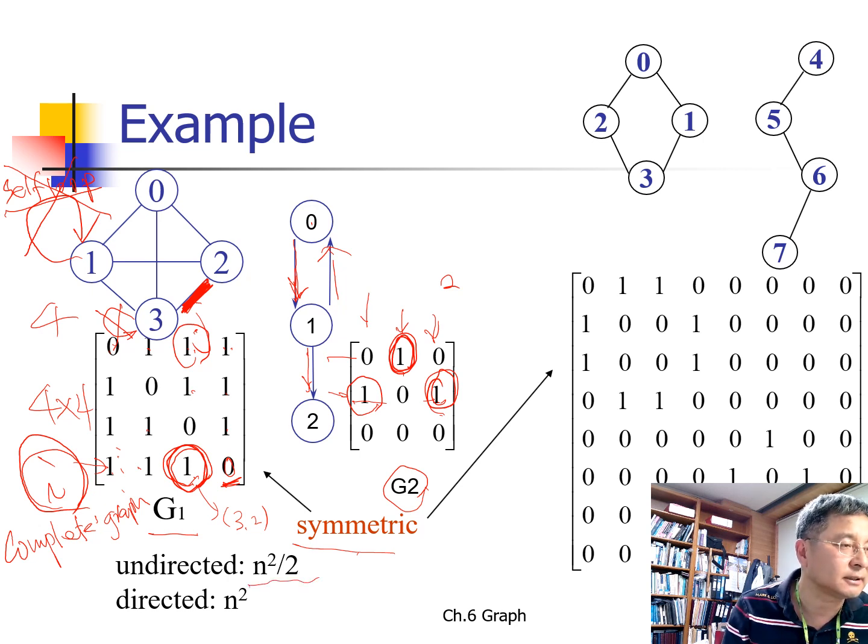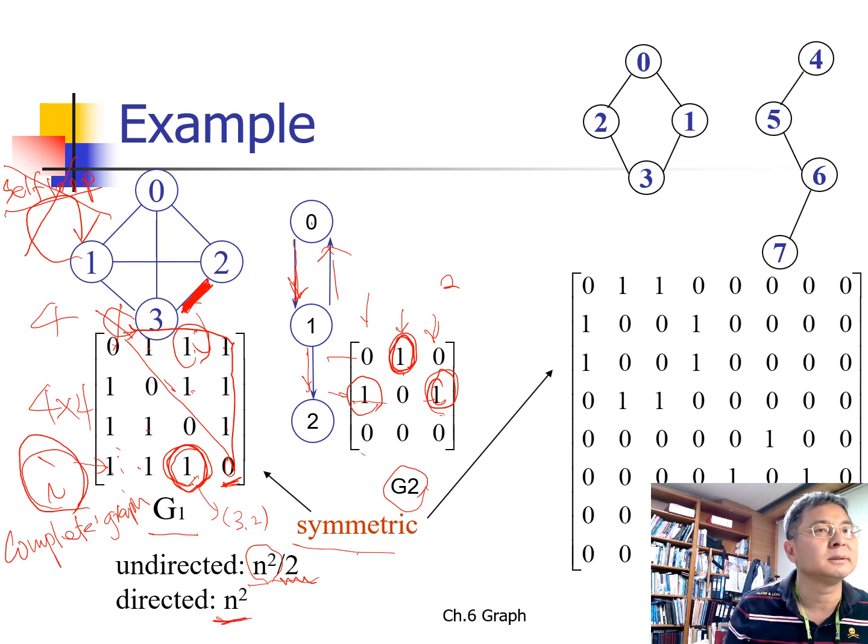element size is needed. So n square is the total number of elements in the matrix, but we need only half, like this one, because the other half is the same. So only half of the elements are needed for an undirected graph. But for a directed graph, we need all elements. Okay, so that is n square.